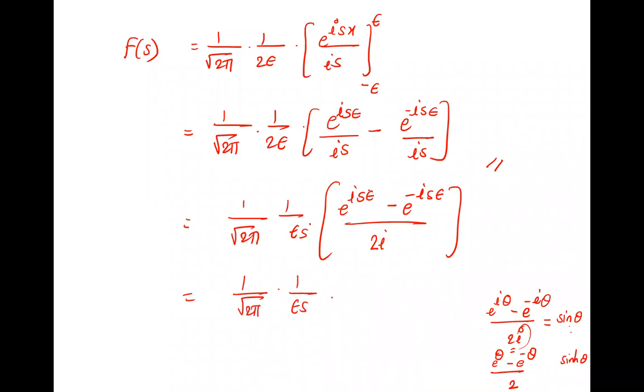e raised to i theta minus e raised to minus i theta upon 2i. Theta is your s epsilon, so it is sine of s epsilon. So your answer is finally 1 upon root 2 pi, sine s epsilon upon s epsilon. Done. No, 2 epsilon, sorry. Any problem? In the denominator, 2 epsilon instead of s epsilon. The 2 we have already taken in; this 2 is in and s is out.